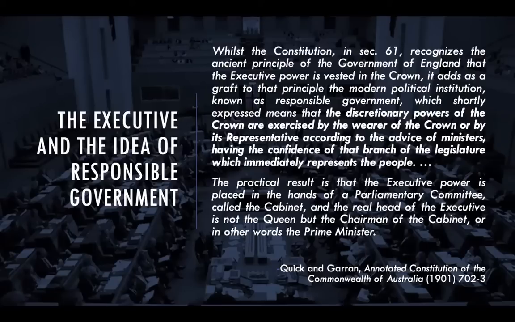It dictates that power be exercised by ministers, themselves members of parliament, who are responsible to Parliament and ultimately to the electorate, and whose confidence is a prerequisite to their exercise of ministerial power. So once again, let me repeat this. Responsible government demands that the executive be acting on advice of ministers who are members of Parliament and therefore responsible, accountable to Parliament.